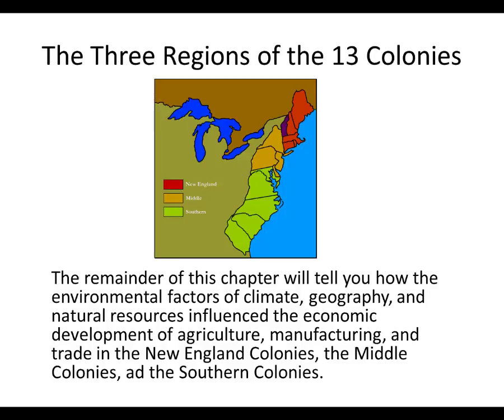The remainder of this chapter will tell you how the environmental factors of climate, geography, and natural resources influenced the economic development of agriculture, manufacturing, and trade in the New England colonies, the Middle colonies, and the Southern colonies.